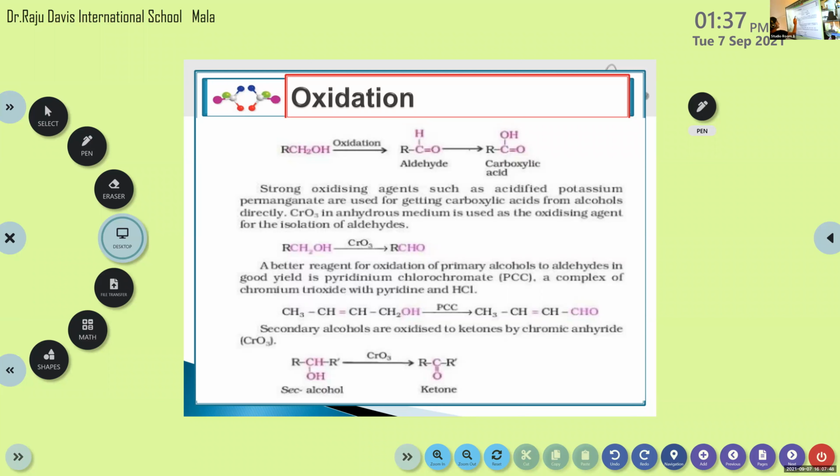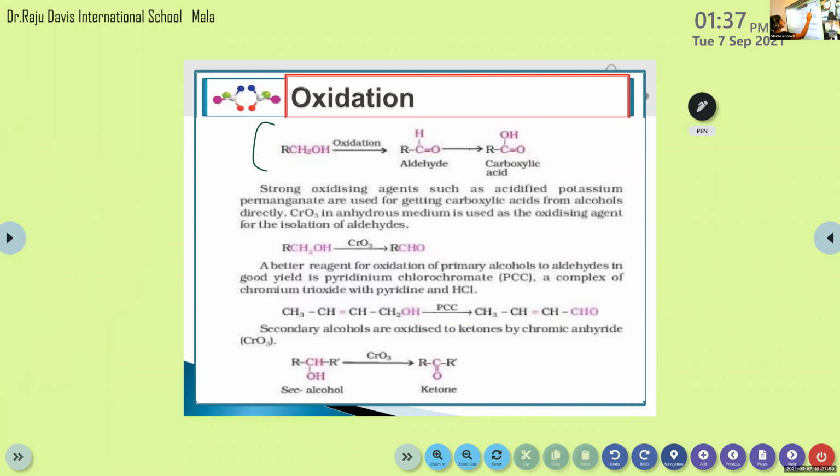Here you can see this is the common reaction that takes place in alcohol on oxidation. RCH2OH, that is alcohol, on oxidation, aldehyde will be obtained. Then on further oxidation, carboxylic acid will be obtained. So this is the common chemical reaction that takes place in the case of alcohol.